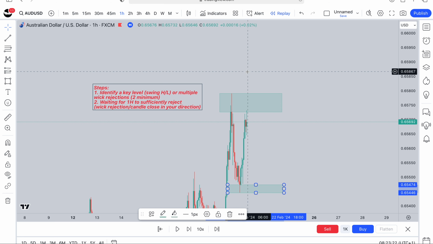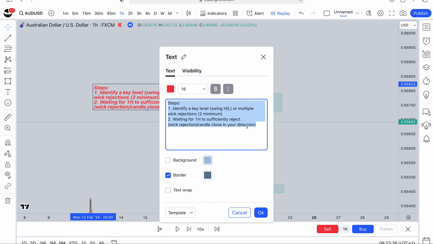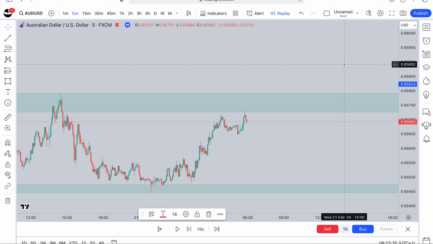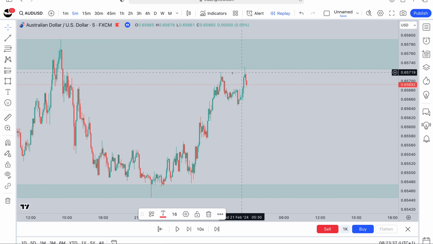So let's carry on. We can see that we've got the rejection by here. Boom. So the next thing that you're going to do is scale to the 5 minute. Now when you go to the 5 minute time frame, you should be able to see some kind of structure, and what we're basically looking for is for the trend to shift in our direction.